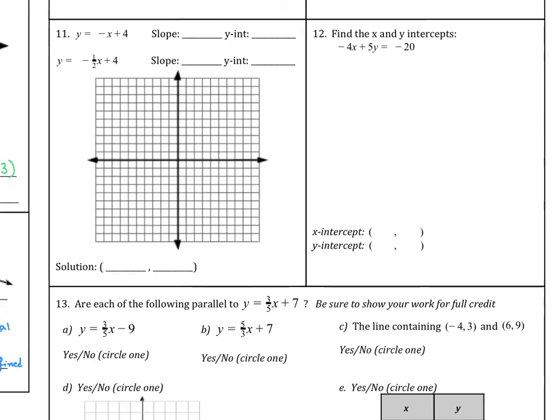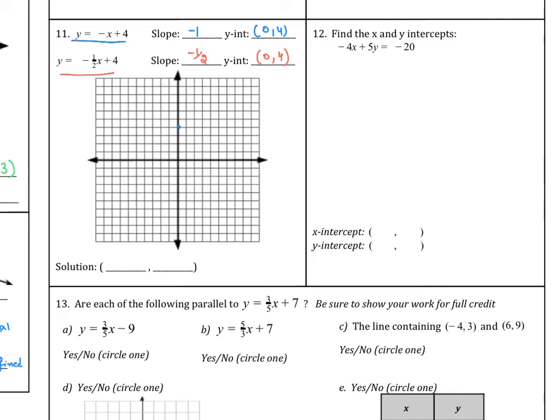Now let's do number 11 here. So the slope for this equation is going to be negative 1. Y-intercept is 0 comma 4. And then the slope of the second equation given here is going to be negative 1 over 2. And the y-intercept is 4. So both of the lines are starting from 4. This is 1, 2, 3, 4.